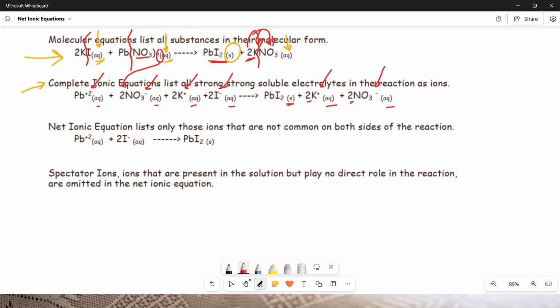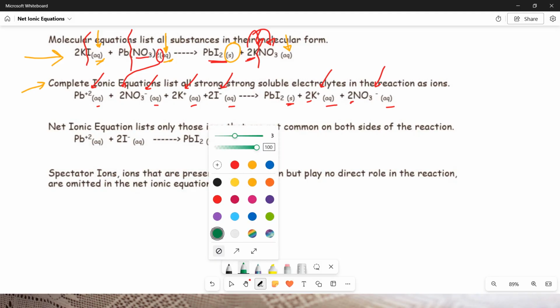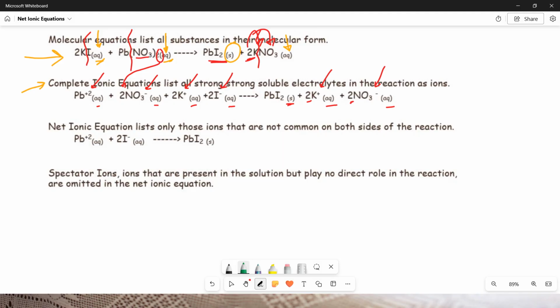What we're going to do to move to the next step is take out what are called the spectator ions. Just like if you were to go to a basketball game and you were watching it, you weren't playing it, you are called a spectator. You're not participating. So what we're going to do is take like things from both sides of the equation. Those will be the spectators.